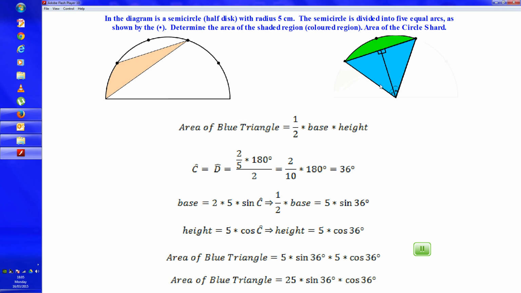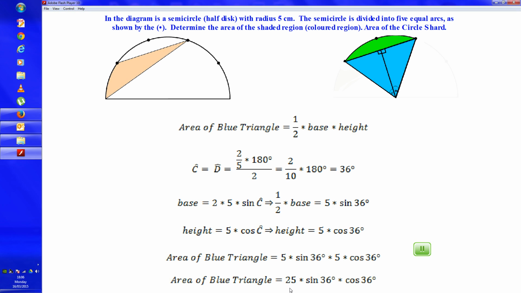So the blue triangle here is an isosceles triangle. Therefore we divide that by 2 to work out the angle C. Now angle C and angle D are equal. That is the same as 36 degrees. Okay, base is equal to 2 times 5 multiplied by sine angle C. That's the same as half the base equal to 5 multiplied by sine 36 degrees. Height is 5 cos angle C, the height of the triangle there. This implies that the height equals 5 multiplied by cos 36 degrees.